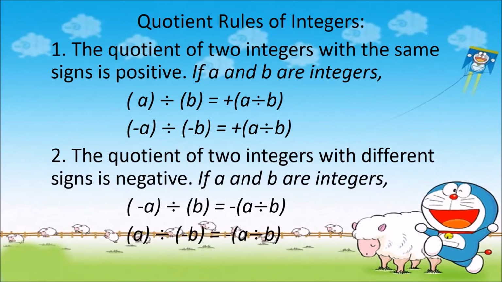Another example, A divided by negative B, positive divided by negative is negative, so the quotient is negative A over B. Then, example is positive 10 divided by negative 2. Positive divided by negative is negative, and 10 divided by 2 is equal to 5. Therefore, the final quotient is negative 5.